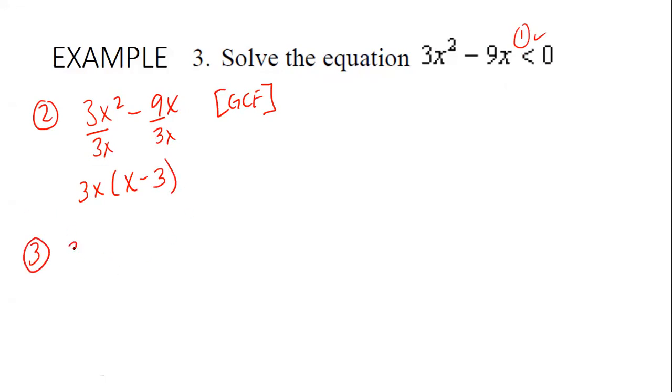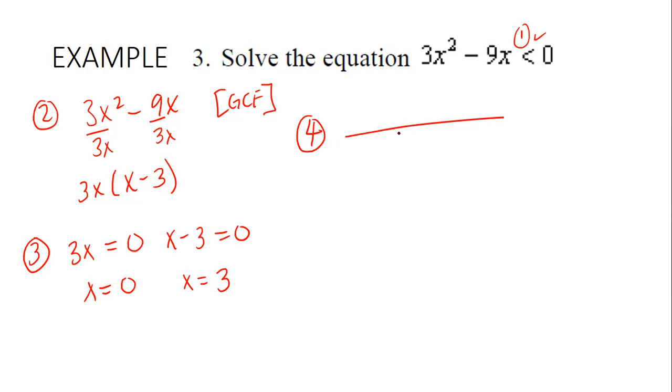Step 3 is to take my factors and set them equal to 0. So my x has to be 0 and 3. Step 4, on my line, that gives me 0 and 3. Step 5, my a equals positive 3, so I have a concave up, right? How are we doing so far?